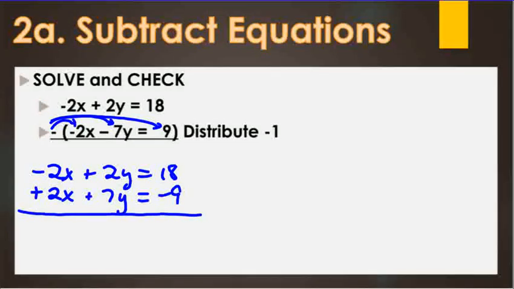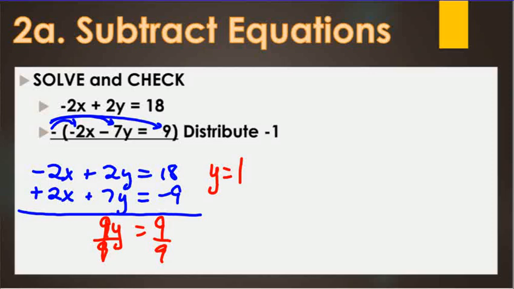Now I can add straight down. The x's eliminate. 2y plus 7y is 9y. 18 minus 9 is 9. To get y by itself, I divide by 9. Y equals 1.